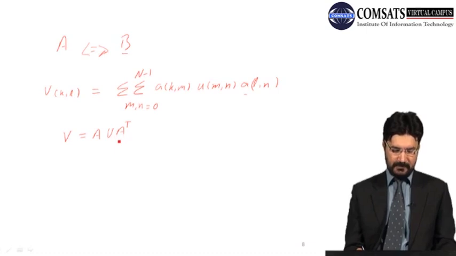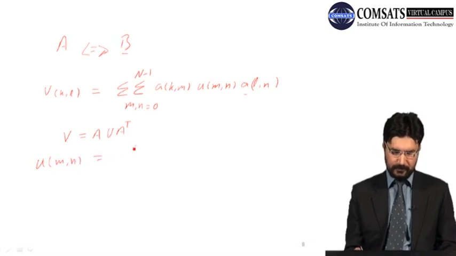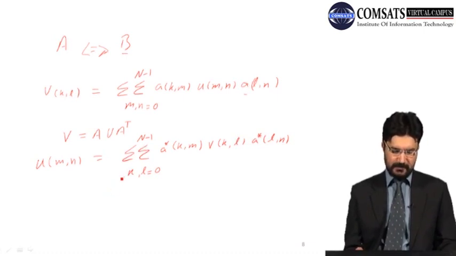So in the same manner, the inverse transformation can now also be rewritten as U_MN is equal to the double summation of A conjugate KM V_KL and then A conjugate LN, and again this K and L run from 0 to N minus 1. So this is the expression for the inverse transformation.